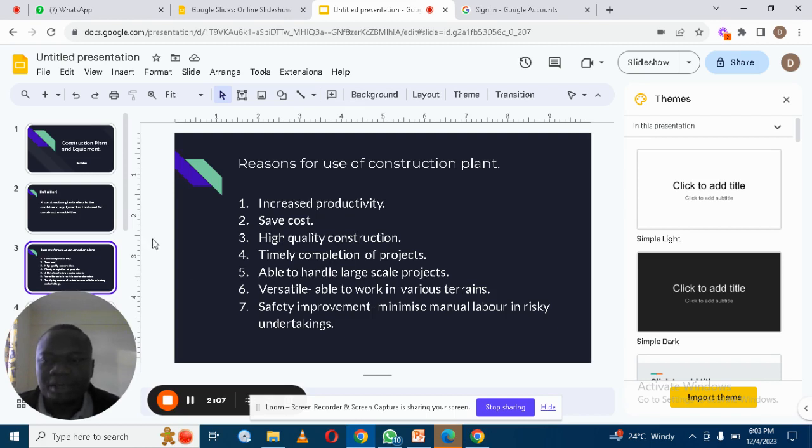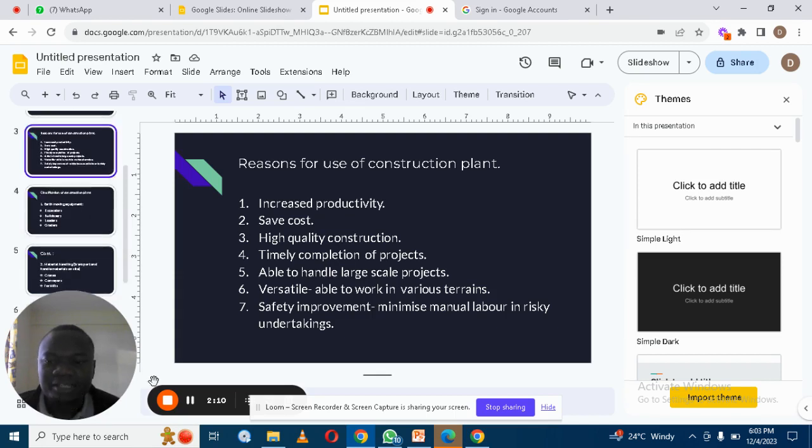Number three, why we use construction plant and equipment. We use construction plant and equipment because of high quality construction. The machinery or the tools or equipment used in construction are fit with GPRS systems. They are fit with high quality or accurate measuring tools that, when utilized properly, give you a high quality construction.